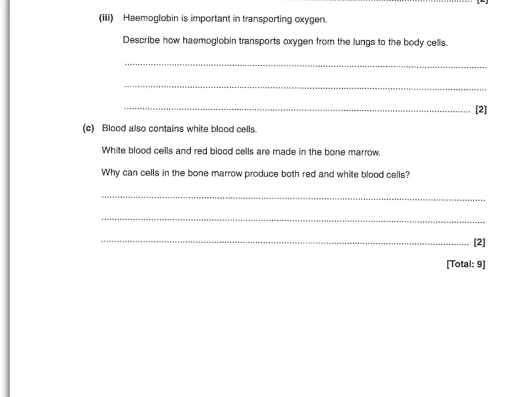And then this question here: blood also contains white blood cells. White blood cells and red blood cells are made in the bone marrow. Why can cells in the bone marrow produce red and white blood cells? So for the 2 marks there, you can say that the bone marrow contains stem cells or undifferentiated cells, and the stem cells have genes for the 2nd mark, or the stem cells have information to develop into different cells, if you wanted to say that.